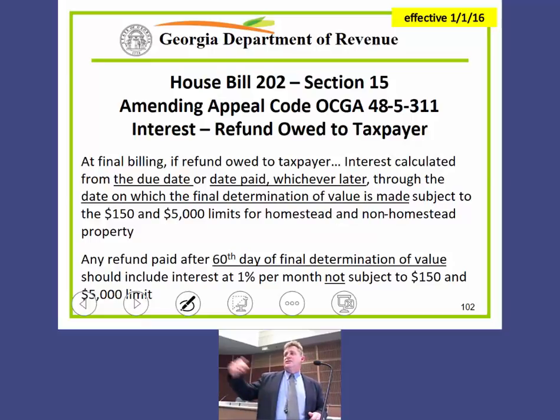But how the interest is figured, you take the tax you're refunding and refund it from the later of the date paid or the due date to the current. And if it's homestead property, the interest can be no greater than $150. If it's non-homestead property, interest can be no greater than $5,000. Now this refund is figured at 1% a month.